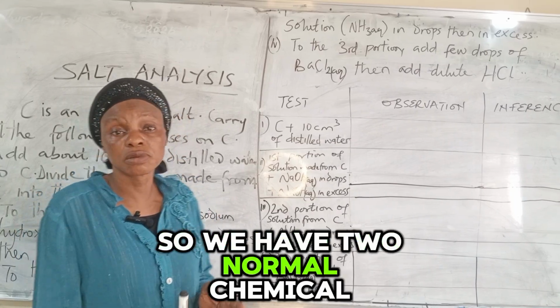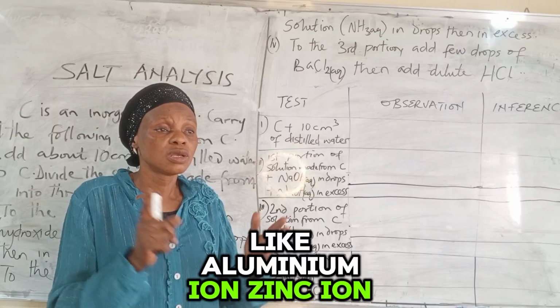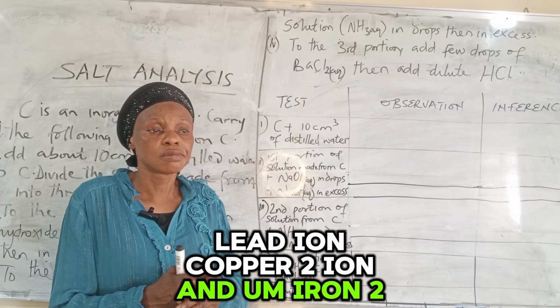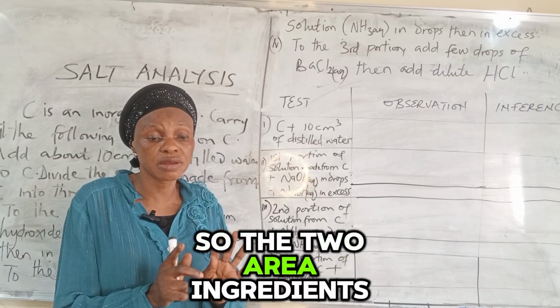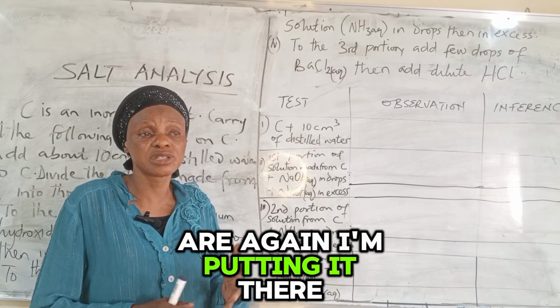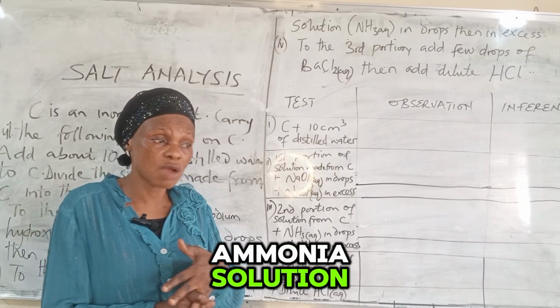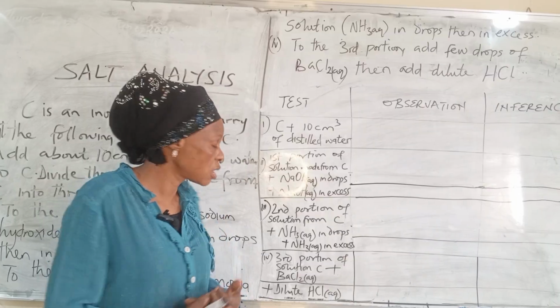So we have two normal chemical reagents for identification of cations like aluminium ion, zinc ion, lead ion, copper 2 ion, and iron 2 or iron 3, or calcium ion. So the two reagents are, again, I'm repeating it, sodium hydroxide solution and ammonia solution. We can still call it aqueous ammonia or aqueous sodium hydroxide.